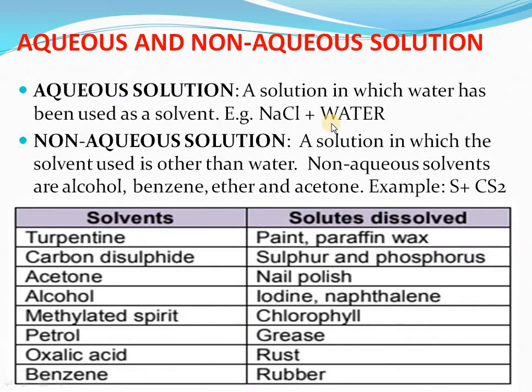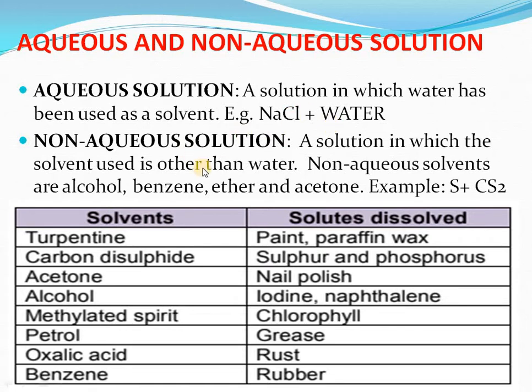Now, next is aqueous and non-aqueous solution. Aqueous means water is the solvent, and non-aqueous means water is not the solvent. Water is a polar solvent. Last time we also discussed that this is because of the difference in electronegativity between H and O. So if water is not used as the solvent, then it is known as a non-aqueous solution.